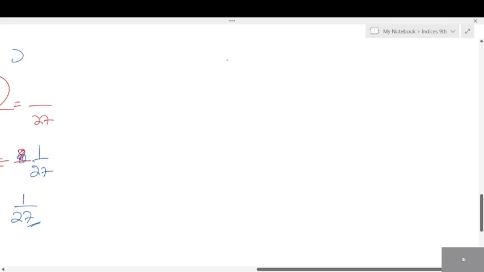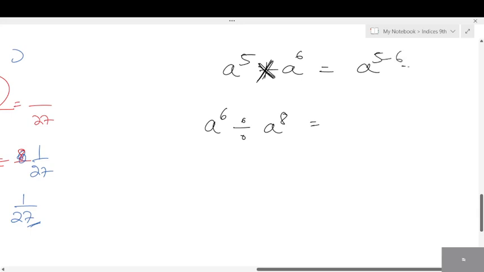The last concept here. I taught you all product and quotient law, right? A to the power of 5 multiplied by A to the power of 6. What's the answer, students? For multiplication, what do you do? A to the power of 5 minus 6. Is it minus 1 or plus 1? Minus 1.